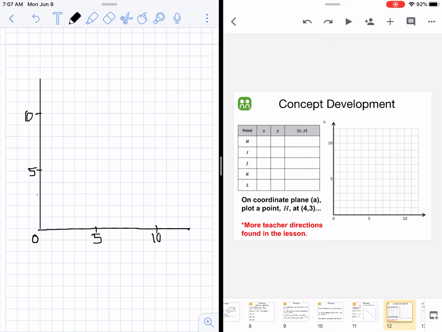Point H is 3 units from the x-axis and 4 units from the y-axis. But listen when I say this, okay? I'm going to say this again. 3 units from the x-axis means that we are going to plot up this way because this is the x-axis. It's horizontal.